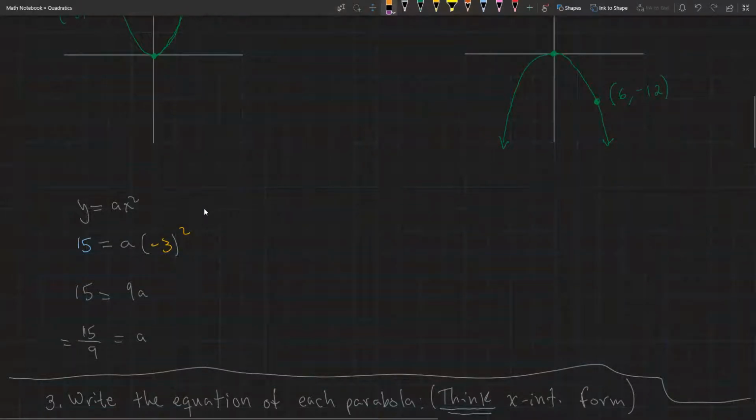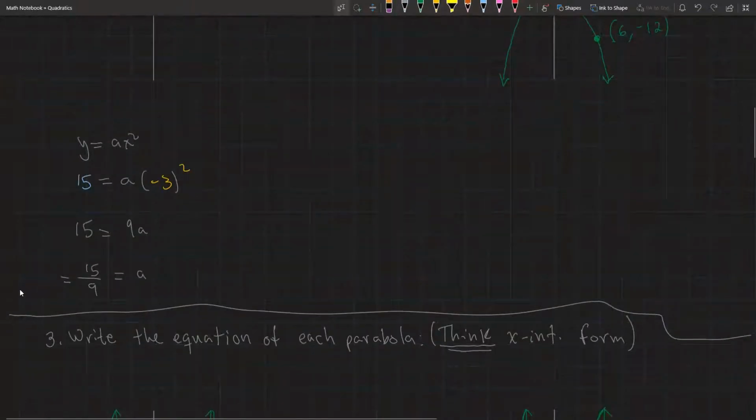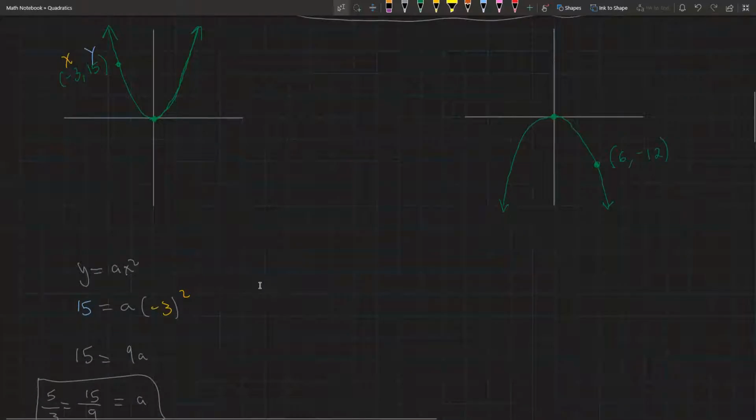What goes into both 15 and 9? That's the common factor. So we can simplify this. Both of them have a shared factor of 3, so it's 5 over 3. 3 times 5 is 15, and 3 times 3 is 9. I hope you don't have a problem with that. That's not the main point for this lesson.